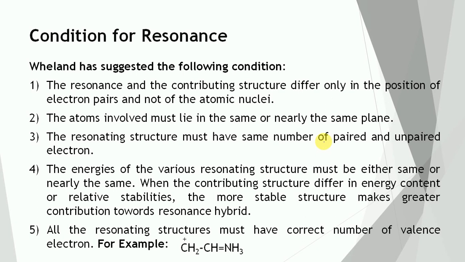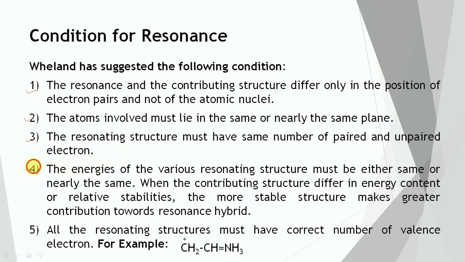Conditions for resonance. Wieland has suggested the following conditions. Point number 1: the resonating and contributing structures differ only in the position of the electron pair and not of the atomic nuclei. Point number 2: the atoms involved must lie in the same or nearly the same plane. Point number 3: the resonating structures must have the same number of paired and unpaired electrons.